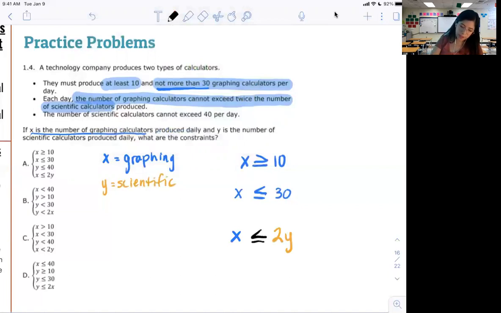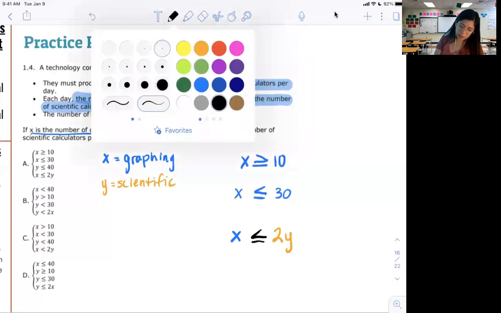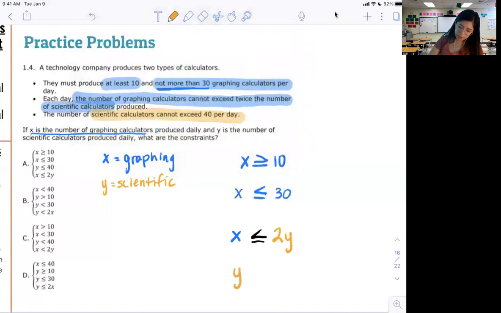And then finally, the last bullet point, the number of scientific calculators cannot exceed 40 per day. So for scientific calculators, do they have to stay under 40 or can they go above 40? Under 40. So less than or equal to 40. Now, which one's the only one that matches 100%? A.